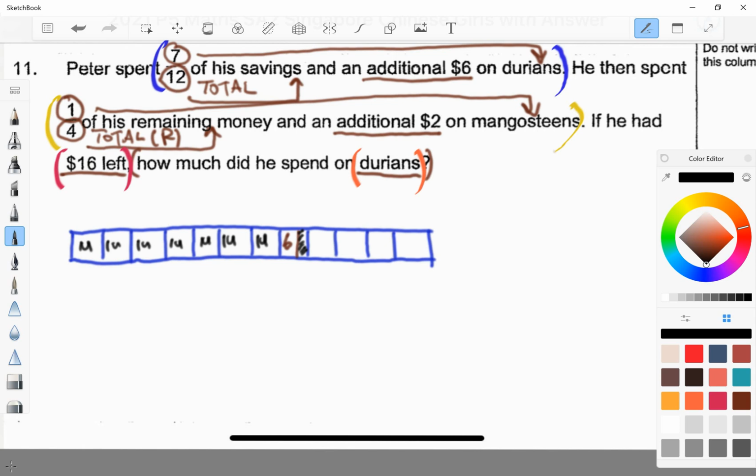Then I'll go on to count. 1, 2, 3, 4. So we have 7 units, additional $6 on durians. And of course, I will need to label that nicely. So we have 4, 5, 6, 7, 7 units plus 6, and that's for my durians. And I will need to indicate total on top.